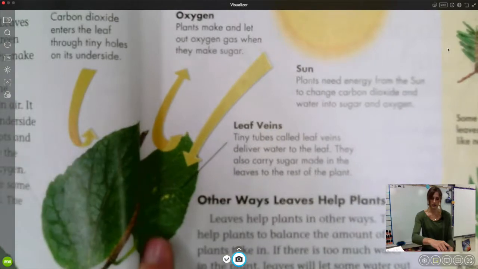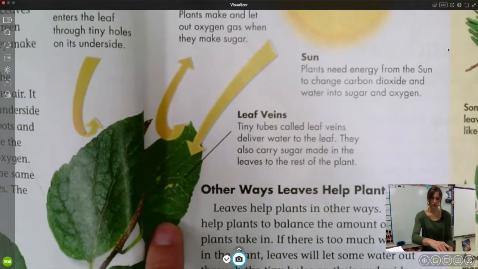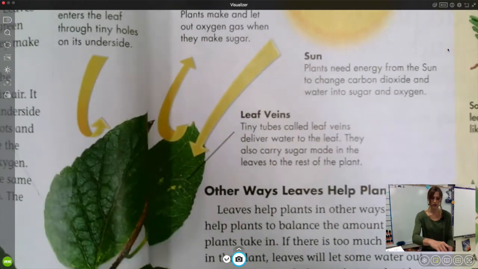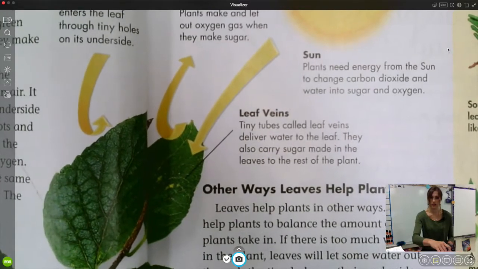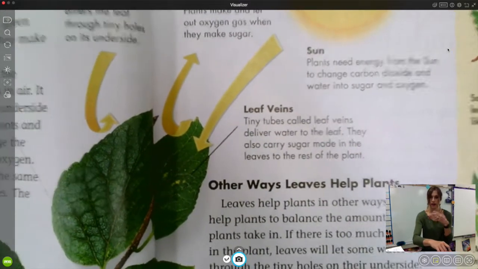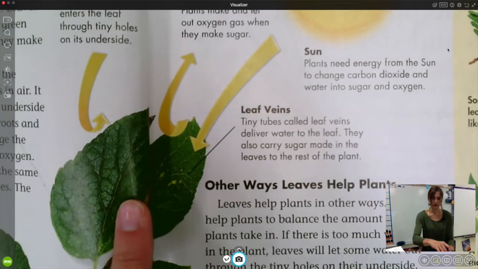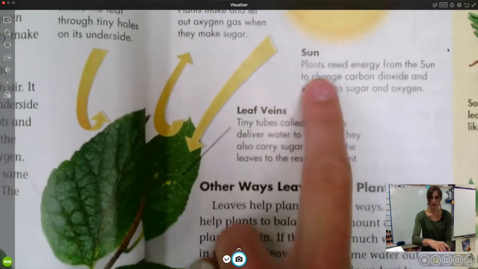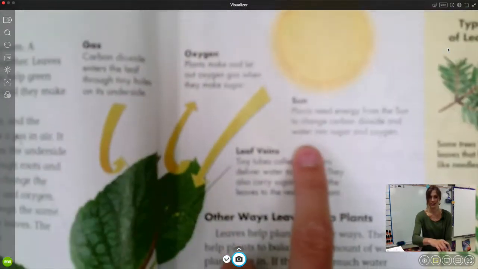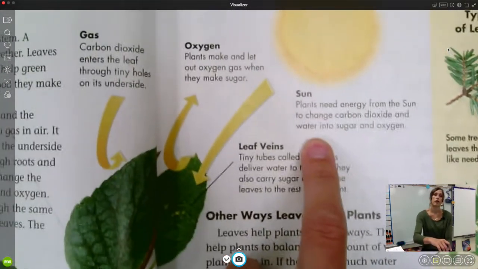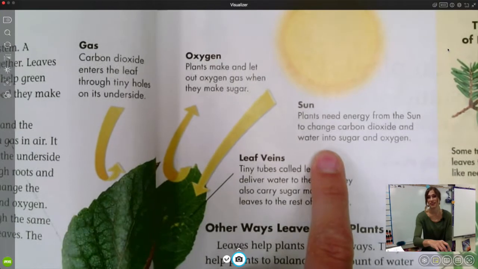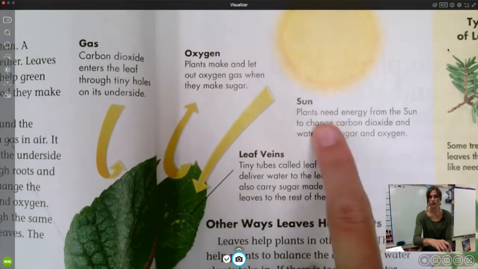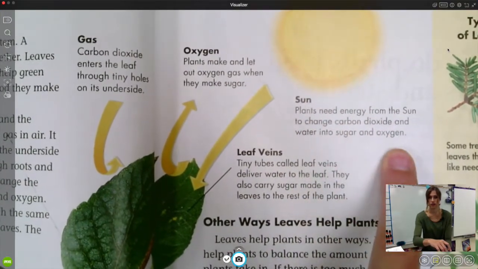Then you can see all these little veins. Those veins in a leaf are what deliver water to the leaf. Then they carry sugar away from it. So just kind of the same way our veins in our body carry blood through our body, the leaf veins are carrying water through the leaf. Then you have the sun. Plants need sun. This is why you always hear about plants growing really well in places where it's sunny a lot. Plants need energy from the sun to change carbon dioxide and water into sugar and oxygen.